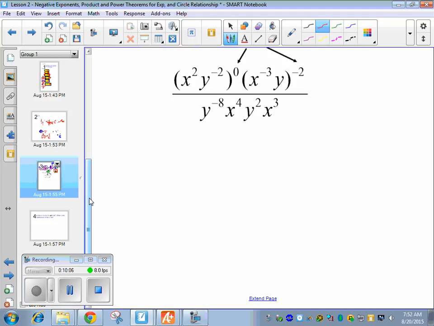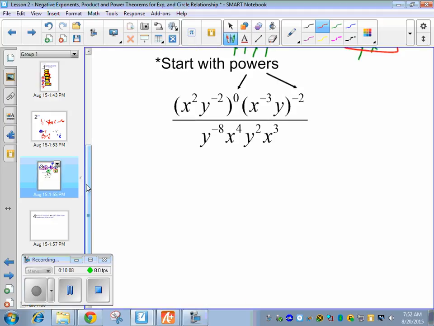And you might want to make a note in your notes that whenever you have parentheses, you always want to start with the powers that are on the outside of those parentheses. The parentheses first.